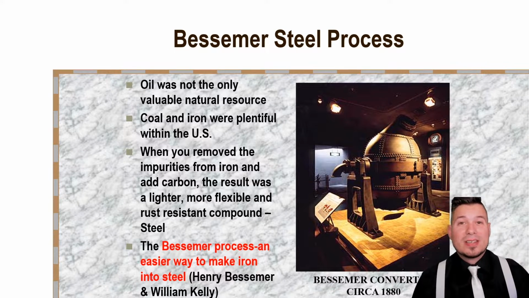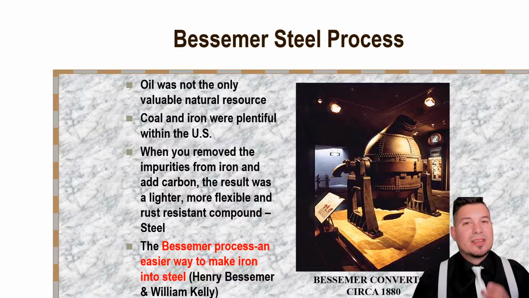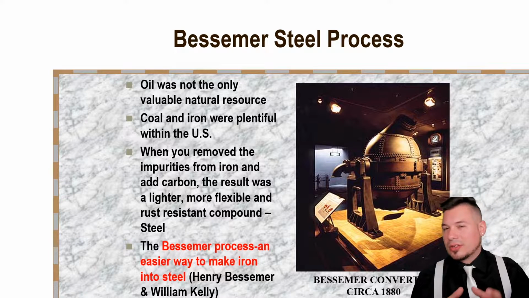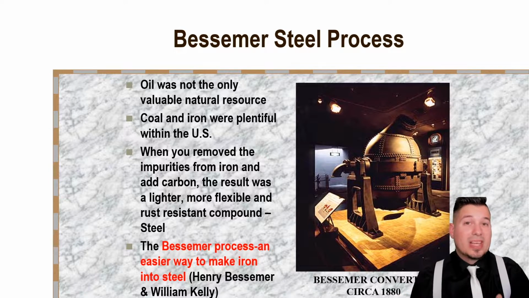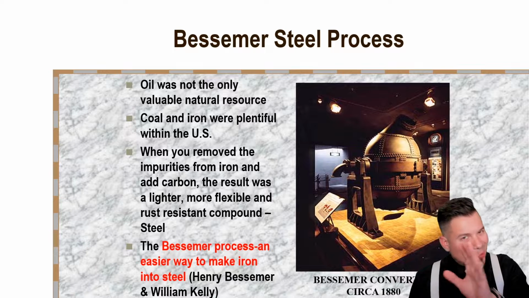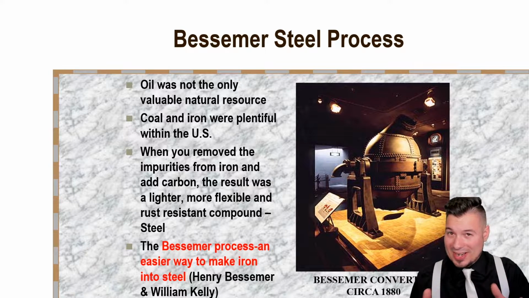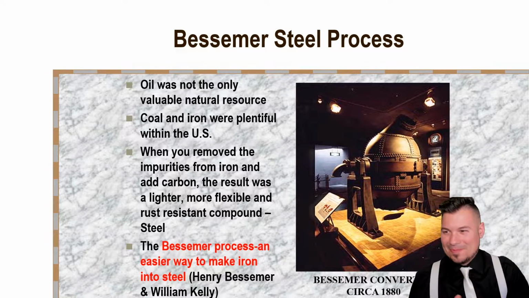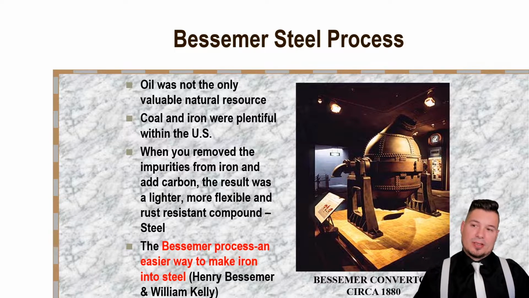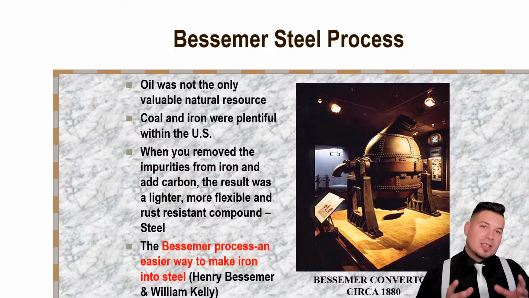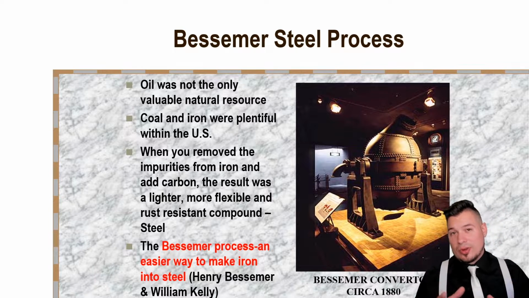So one of the biggest things we see during this era is the Bessemer process. This was a new way to make steel. Now, oil wasn't the only natural resource that was very coveted, very valuable. Coal and iron were very plentiful as well in the US and were big businesses, but really steel is going to change the United States and the world.